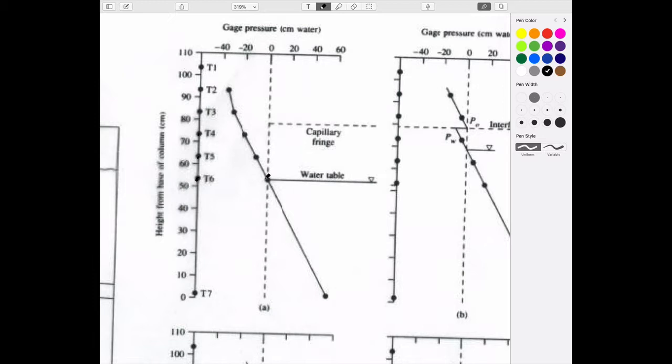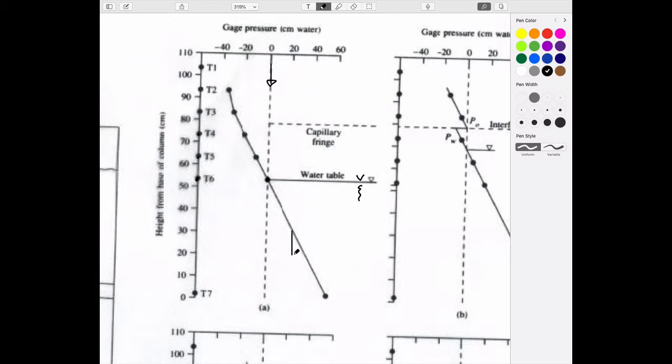And what we know is that the definition of the water table is where the pressure is atmospheric. So by definition, if you have these results for these different tensiometers and you draw a curve through them, wherever it hits this line here, by definition, is the water table. So this, by definition, is the water table that I always identify.